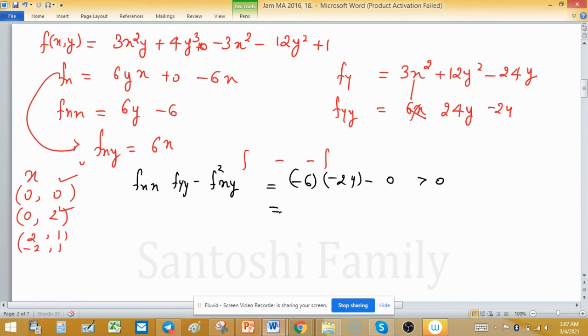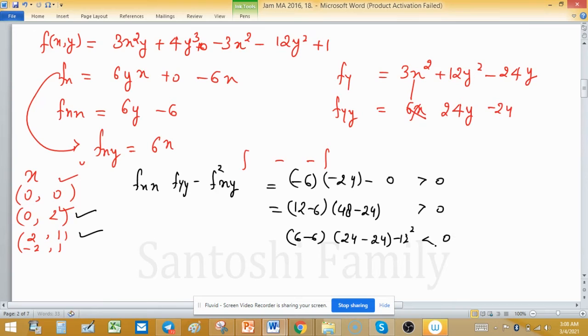Now at this point 0 comma 2, 12 minus 6, 48 minus 24, this value is again positive. Now 2 comma 1, 6 minus 6, 24 minus 24 minus 12 square. 12 square is 144 and this is 0, so less than 0.